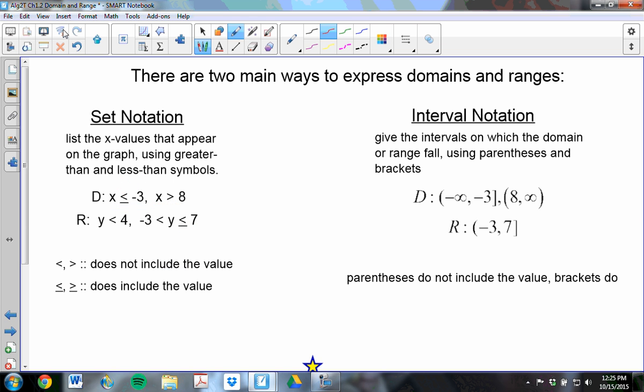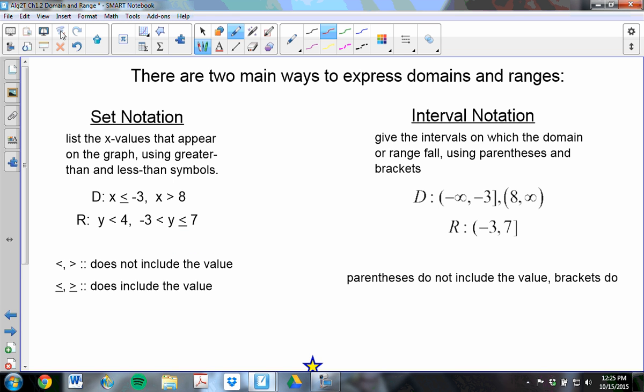And so here the range, y is less than 4, or this means that -3 is less than y, which is less than or equal to 7. But what this really means is between. When you see that, just think y is between negative 3 and 7.